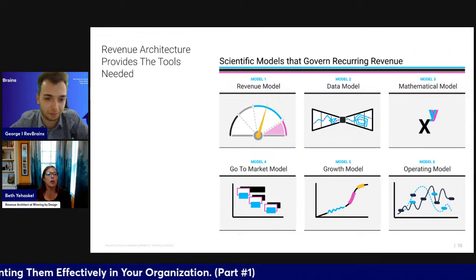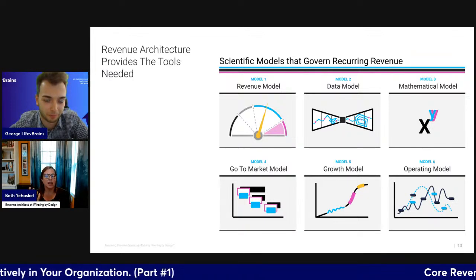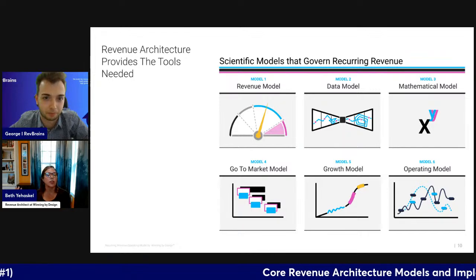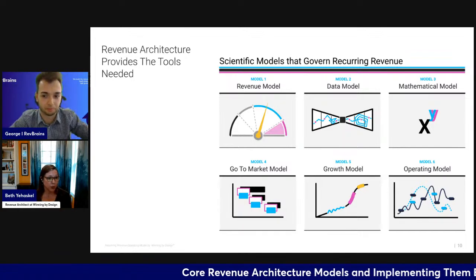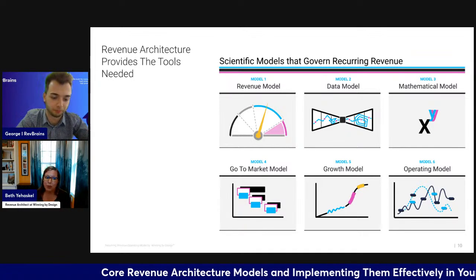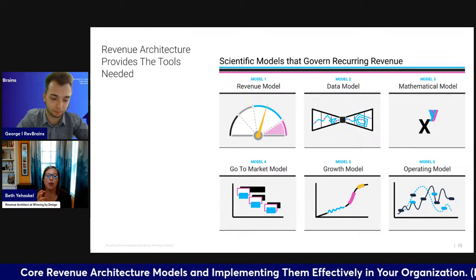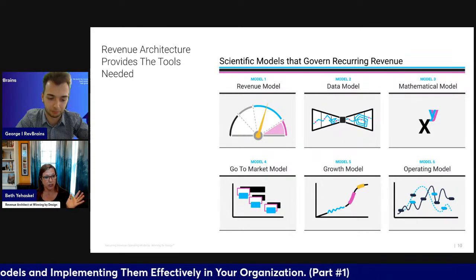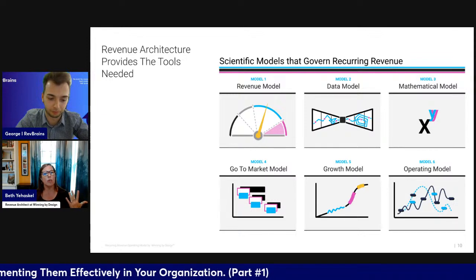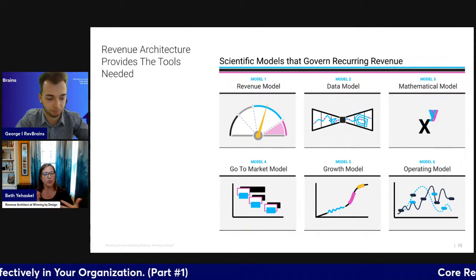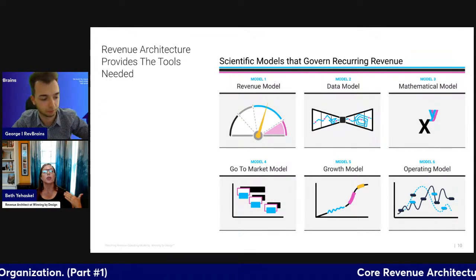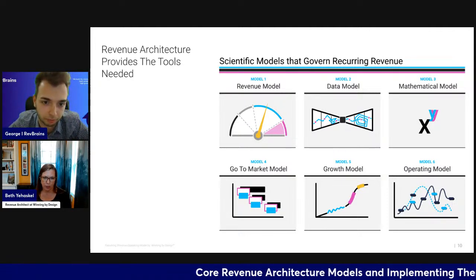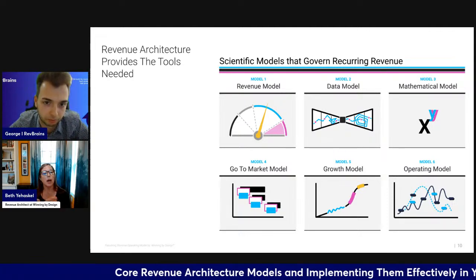The thing I love about revenue architecture is it uses the scientific idea of models. There are 6 models that govern the way recurring revenue companies work. A couple of things are important to know about models. Models are not precision tools necessarily. They're diagnostic tools. They provide an idea of what we would expect to see in certain areas of the company. You can use them to ask better questions and know where you need to dig into what's going on with your organization. And the models work together.